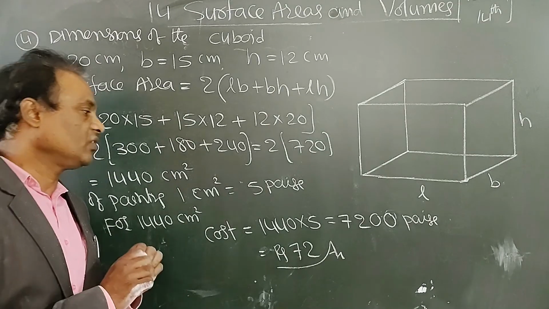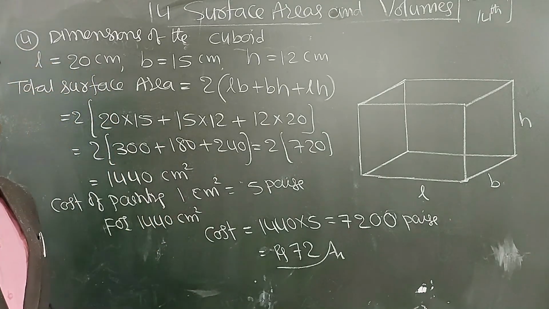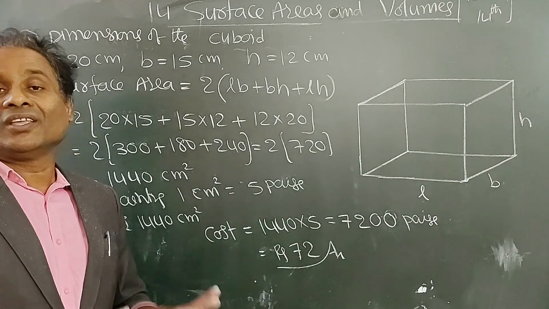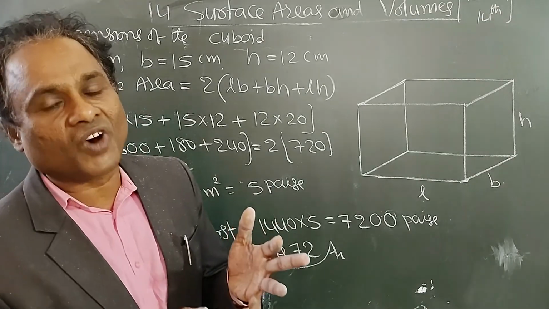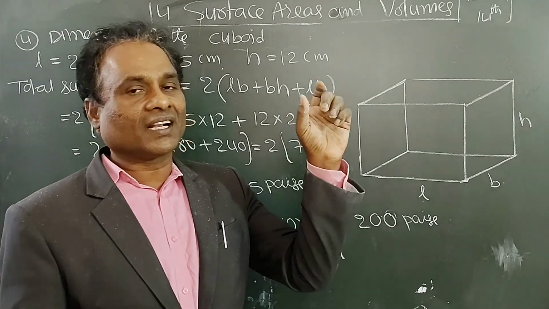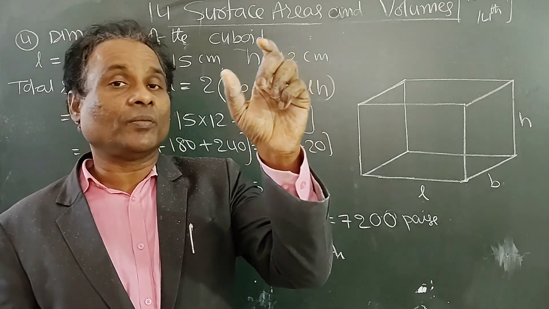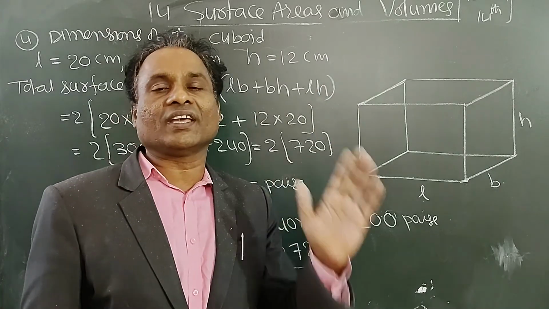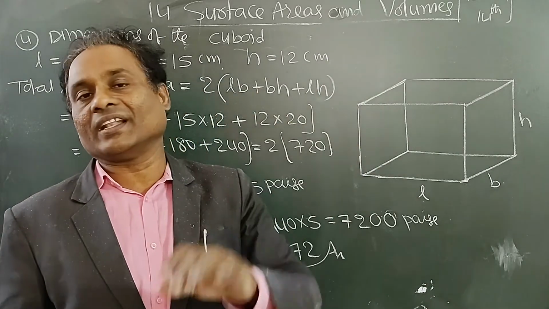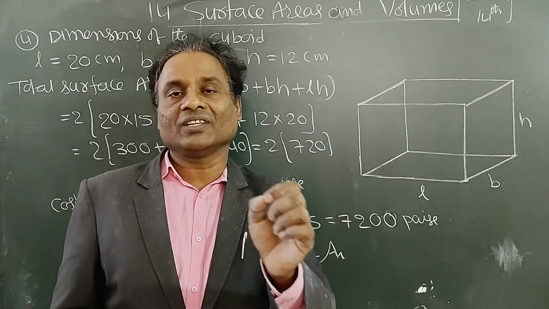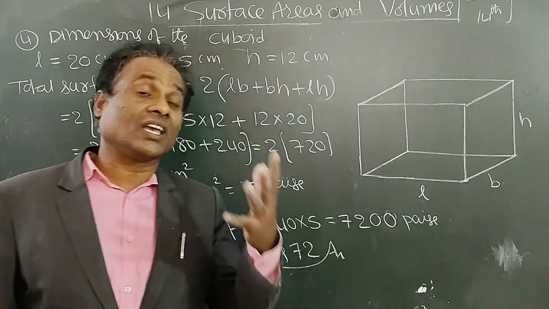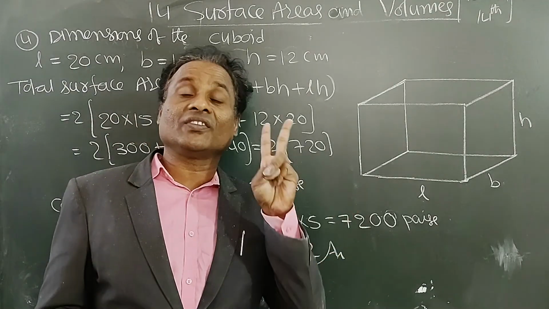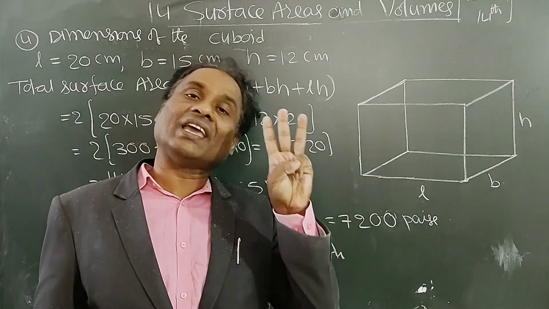Right, we stop here. So this exercise is over. In the next class, I will start the next exercise. But the formulas are the same, the same 6 formulas. Cuboid formulas: lateral surface area is 2 into (LB plus BH), or 2 into H into (L plus B). Total surface area is 2 into (LB plus BH plus LH). Volume is length into breadth into height. And for the cube also, I gave 3 formulas: lateral surface area is 4x square, total surface area 6x square, volume is x cube.